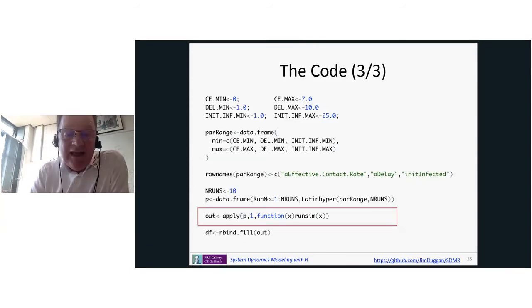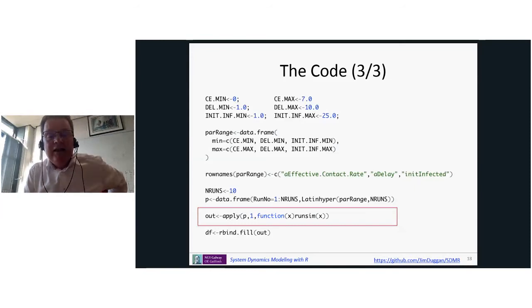The last line of code there is df or bind.fill with the output. It means that we'll take all of the simulation runs, in this case the 10 different runs, and put them all in one big worksheet. It's like an Excel file with every single simulation run stacked on top of each other, with the run ID, the times, and all the values. So you've got all your output in one data frame, and then you can process the data very quickly.